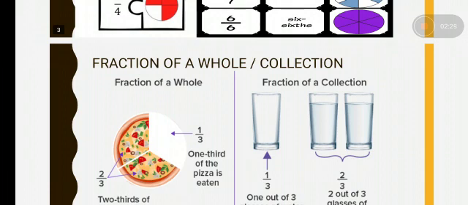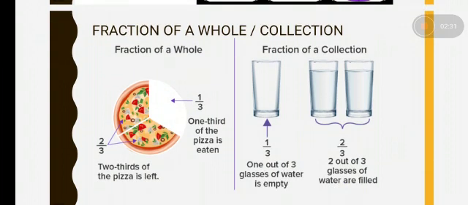Now let us see what is the meaning of fraction of a whole or of a collection. Whole means one thing. So we have one pizza and we have 3 slices. So one pizza is the whole pizza we had. We divided it into 3 parts. And how much of the pizza have I eaten? I have finished one part out of the 3 parts. So the fraction of the eaten pizza is 1 upon 3.